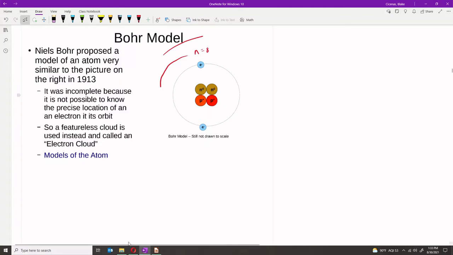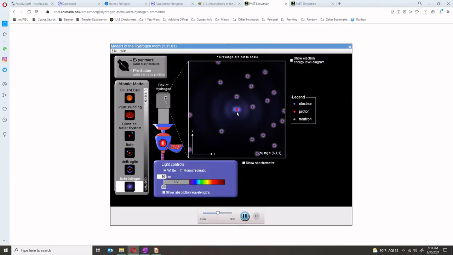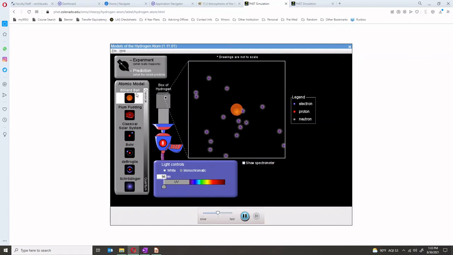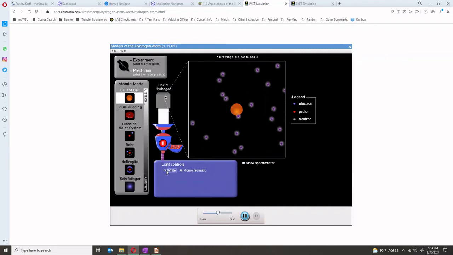So what is this electron cloud? There's two simulations. This shows you the evolution of our atom. Before, we just thought it was a ball, so that if we shot electrons at it, it would just bounce off. But let me see here. Let's change that to some actual particles. There we are.